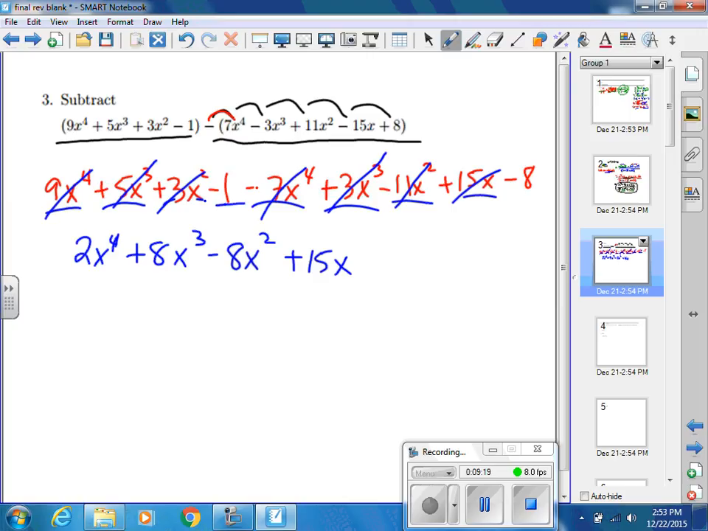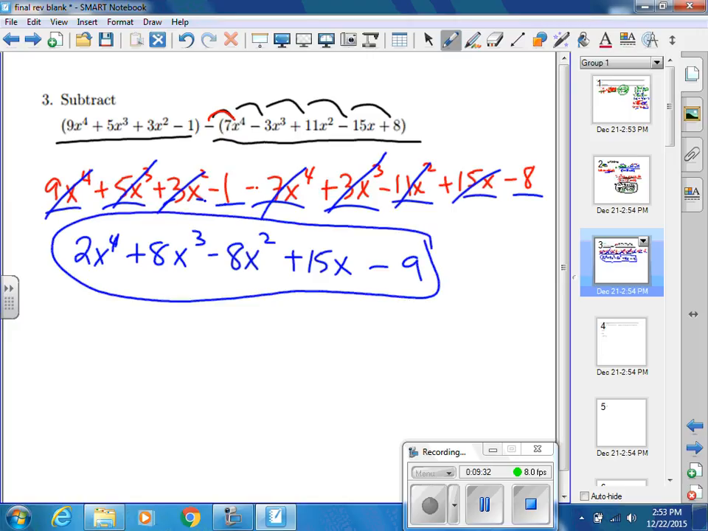I have minus 11 and minus 8. Putting them together, I get minus 9. I check my answer here to make sure I didn't accidentally write something twice, or I could still do some simplifying, and I can't. So combining these all together gives me this answer.